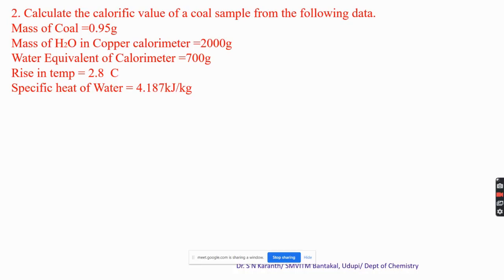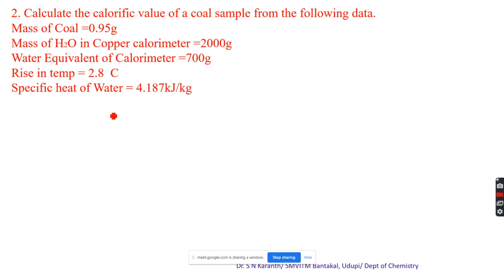Here, calculate the calorific value of a coal sample from the following data. The mass of the coal is 0.95 gram. The mass of water in the copper calorimeter is 2000 gram. Water equivalent of calorimeter is 700 gram. Rise in temperature is 2.8. Specific heat of water is 4.187. So from this problem, we conclude that you have to determine only the higher calorific value.